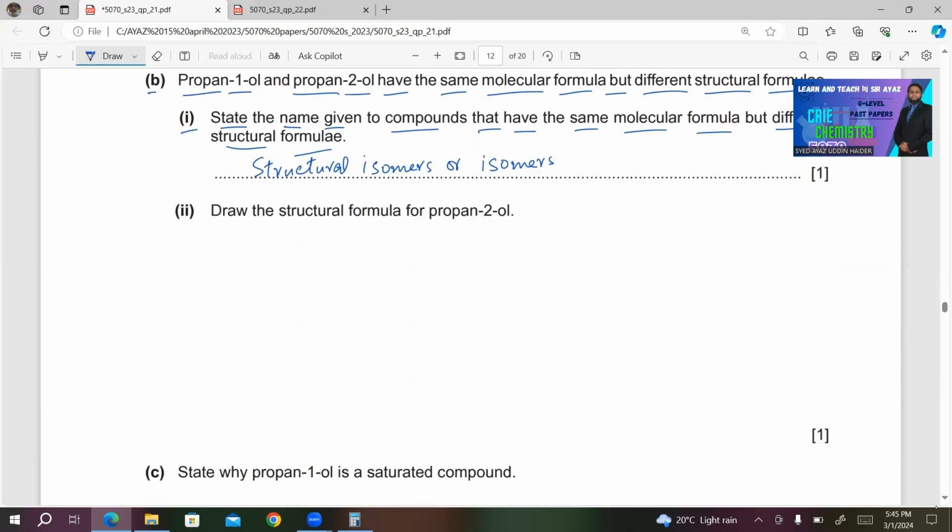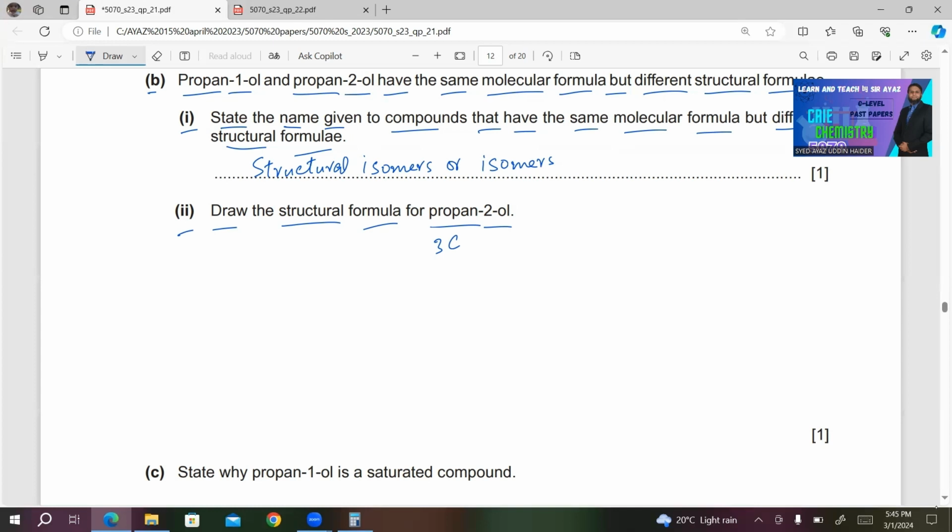B part 2. Draw the structural formula for propan-2-ol. Now we will need to draw the structural formula. Remember, structural formula is also the condensed formula. In this, you don't need to show all the bonds. So propan-2-ol means OH must be at the second position, and propane means we have 3 carbons. First of all, you should know the formula for propanol.